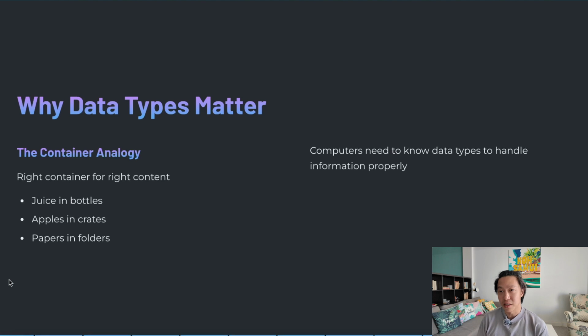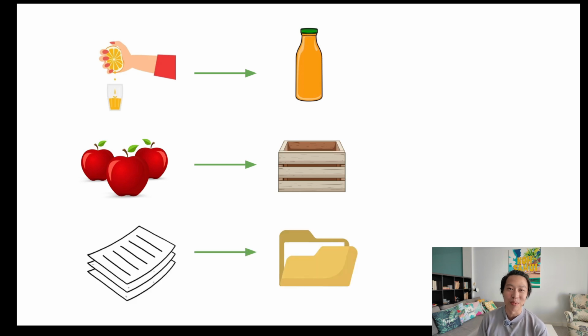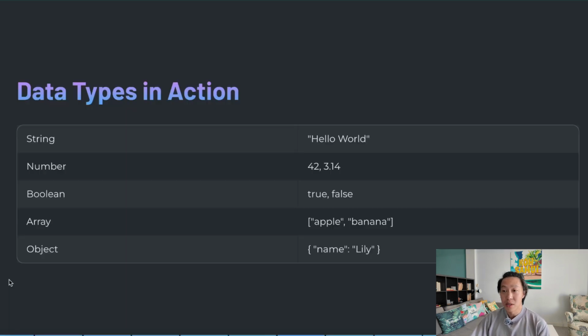Think of it like containers. Imagine you're packing things into boxes. Juice goes into bottles, apples go into crates, and papers go into folders. So you want to make sure that each of these data types goes into the right container, so to speak. You wouldn't pour juice into a folder, right? So it's the same thing with computers. They need to know the type of data so they don't mess it up. So the common data types that we have are strings, numbers, boolean, array, and object. Now, the most common type of data that you're going to work with is going to be strings.